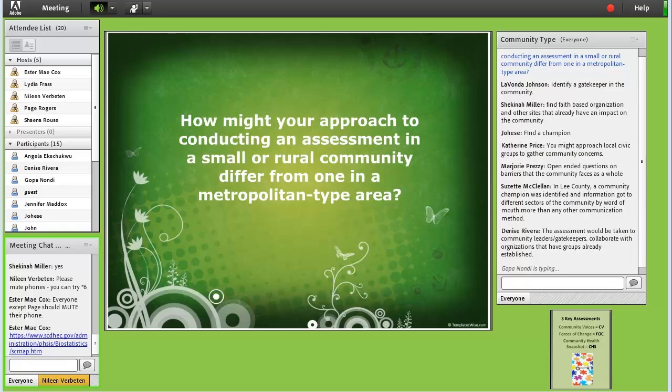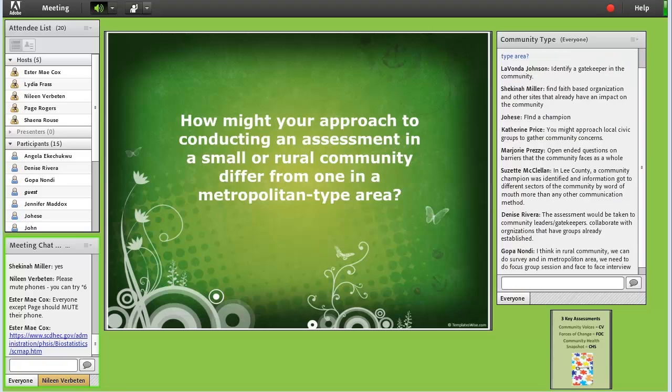Again, looking at your local civic groups, there may be more of those in a larger community, so it would be important to tap into that. And Suzette, I think you're correct in saying that if you identify your community champions, you can use them to get your information out to the different sectors in the community. So again, just thinking through what might work in a particular county.